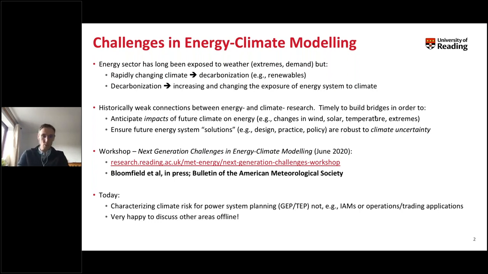So today I'm going to focus on one particular aspect, and I think it chimes with the interests of a fairly large group here, which is the idea of characterizing climate risk in power system planning. By that, I generally mean generation expansion planning and transmission expansion planning, rather than integrated assessment models, and not dabbling too much with operations and trading here. But I'm very happy to discuss those other areas offline.